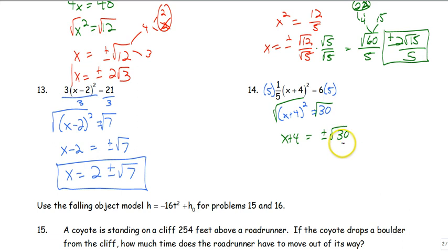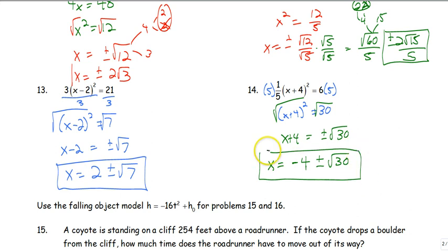Now at this point, you have to think, can I simplify that? 2 and 15 give you 30, but you can't break down those more into pairs. So that's it. And then finally, our last step is subtract 4. Now, when we write these answers, I like to have the number in front of the radical. So this will be a negative 4 because we moved the 4 over, plus or minus the square root of 30. So that would be the exact answer for this problem.